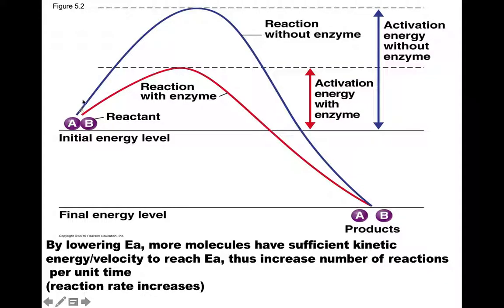So here we have the chemical reaction without an enzyme, and you'd see what a large amount of activation energy is required. Here is that same reaction with an enzyme on board, and we see now we have much lower activation energy. Notice that the enzymes don't change the energy level of the reactants, nor do the enzymes change the energy level of the products. All they're doing is reducing the activation energy, and that's going to increase the reaction rates.